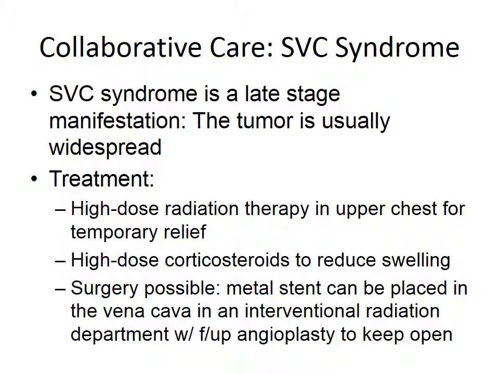Collaborative care for the patient with superior vena cava syndrome includes high-dose radiation therapy in the upper chest for temporary relief of pain, high-dose corticosteroids to reduce swelling, and surgery may be possible, as a metal stent often has to be placed in the vena cava in an interventional radiology department with follow-up angioplasty to keep the vein open.